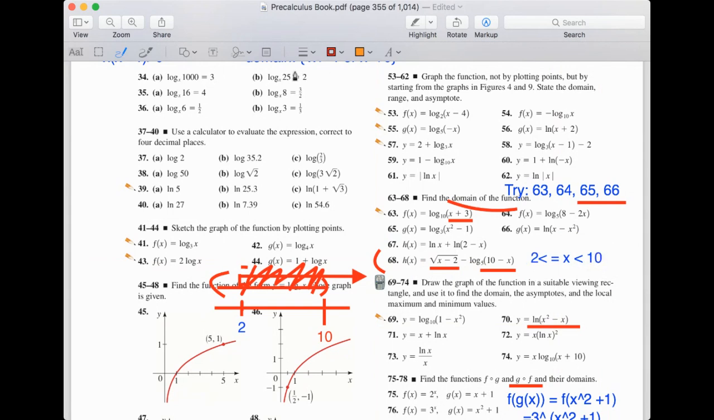We could also use interval notation. In interval notation, we write 2, 10, with a bracket on 2 and a parenthesis on 10. The parenthesis means 10 is not included. And 2 we write with a bracket, which means this includes 2. Okay, so that's number 60. Any other questions?